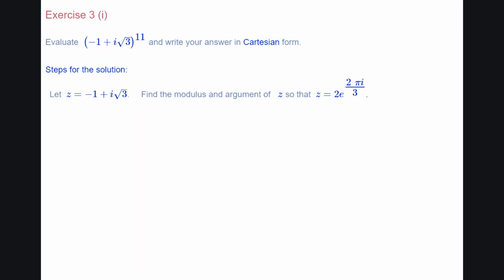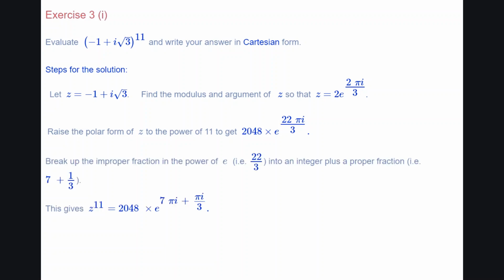Firstly, let z equal -1 plus i times root 3, and then find the modulus and argument of z so that you can write z in polar form, and you should have 2 times e to the power of 2 pi i over 3. Next, raise the polar form of z to the power of 11 and you will get 2048 times e to the power of 22 pi i over 3.